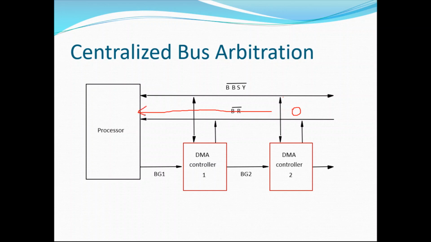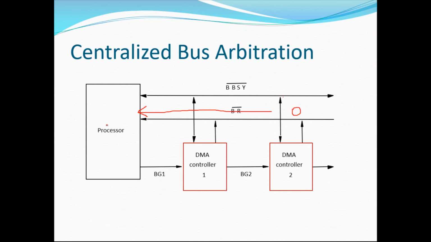So now the processor understands that somebody wants the bus, but the processor does not know who wants the bus, because this line is shared not only by DMA 2, it is shared by DMA 1 and 2. You may have more DMAs also, you may have 10 DMAs. In that case, this line is shared by 10 DMA controllers. So the processor knows that somebody wants the bus, but not who.